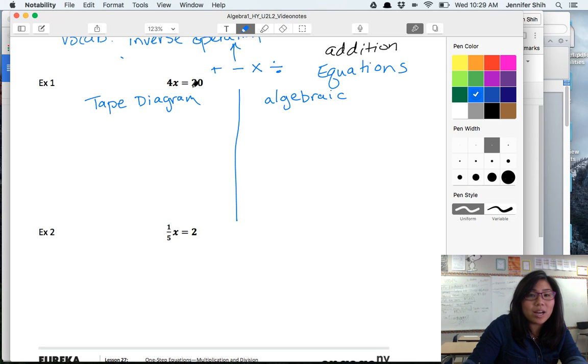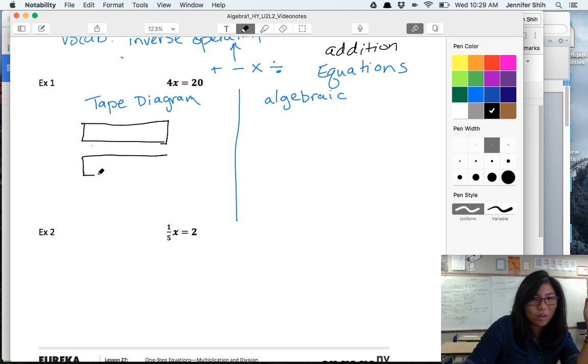So we have 4x is equal to 20. How this works is both the left-hand side and the right-hand side are equal. That means that this is the left-hand side tape. It has to be the same length as the right-hand side. I know one of them is on the top and one of them is on the bottom, but bear with me. So this left-hand side here says 4 times x.